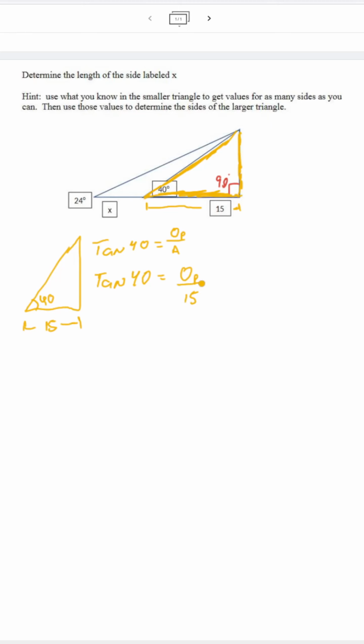And we just have to do a change of subject over here. So this 15, we're going to write it on the other side just as a multiplication. So it's 15 tangent of 40. And this is going to give you this side. So this is going to be the opposite. Let's just do this really quickly. So 15 times tangent of 40. This is going to be 12.59 rounded to 2 decimals.